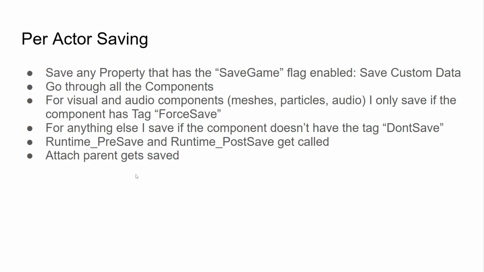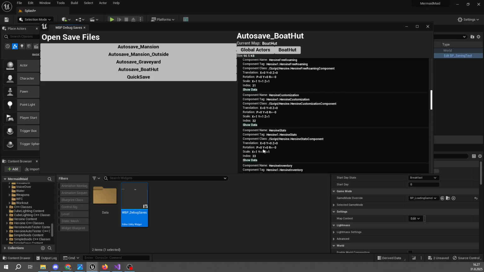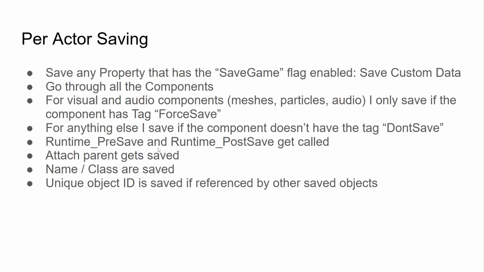The attachment parent gets saved, so it knows what to attach the actor to after it has finished. Name and class are saved. The class is more important. The name is only used for the components. I don't try to restore the same object name after restoring. Unique object ID is saved, so that was, for example, in this example 39. Because it's just the index of this object in the array of all saved objects, so that means it's 39. Okay.